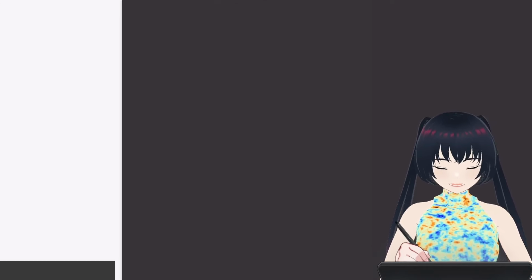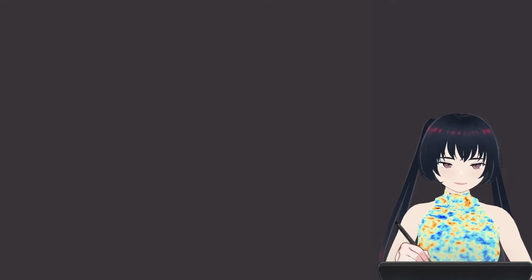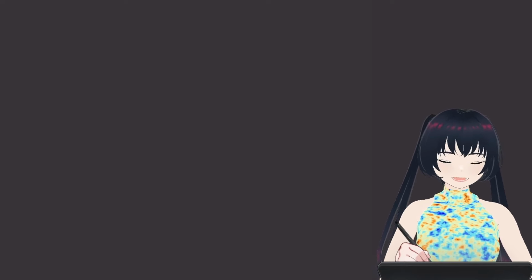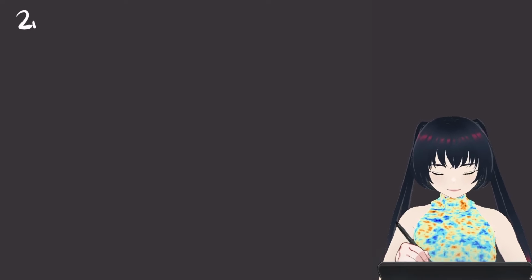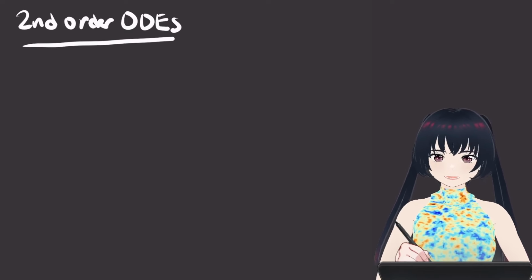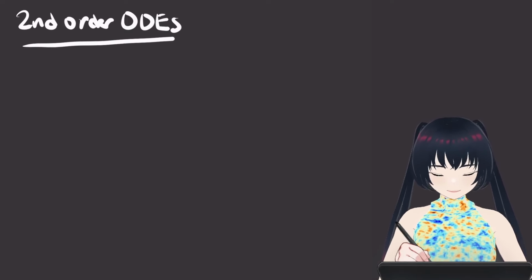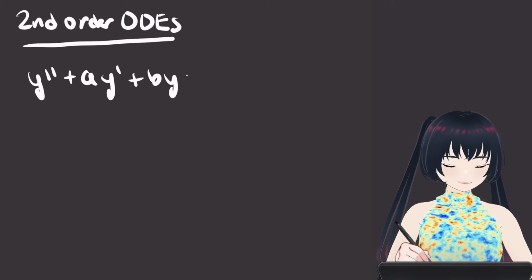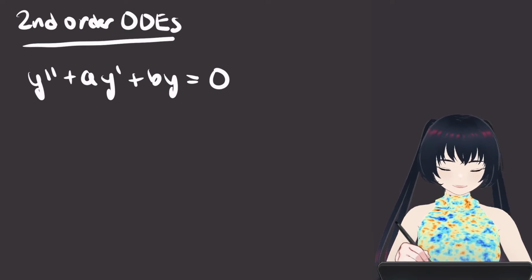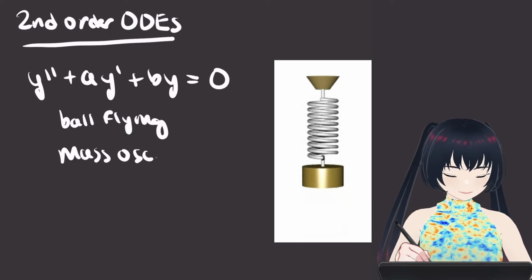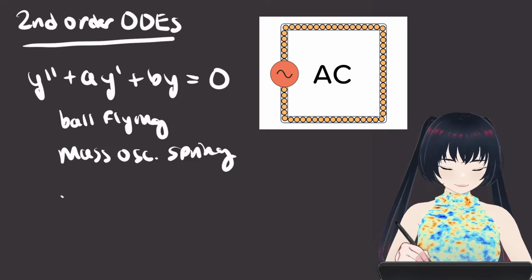But let's say we have a more complex case. After all, in most instances in physics, you would actually encounter dependencies of the second order. More specifically, these equations can be of the form y double prime plus a y prime plus b y is equal to 0. We see these in cases of a ball flying through the air, a mass oscillating on a spring, or the changing current over time in a circuit.